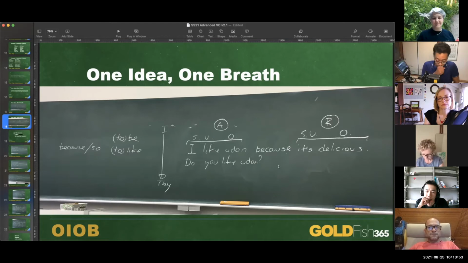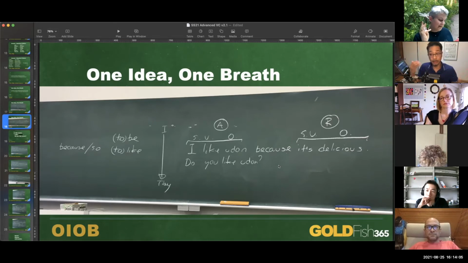Do you like udon? Now, what do you have here? 1, 2, 3, 4, 5, 6. Got 6 words. These kids had already been saying, I like udon, no problem. They had already said it's delicious in a longer sentence, no problem. Throw in because. Some of these kids have problems, but that's where the micro scaffolding really comes in with VC, okay? And you can do that with, I like udon because it's delicious. I like ramen. Or I don't like ramen because it's greasy, or whatever you want to do.